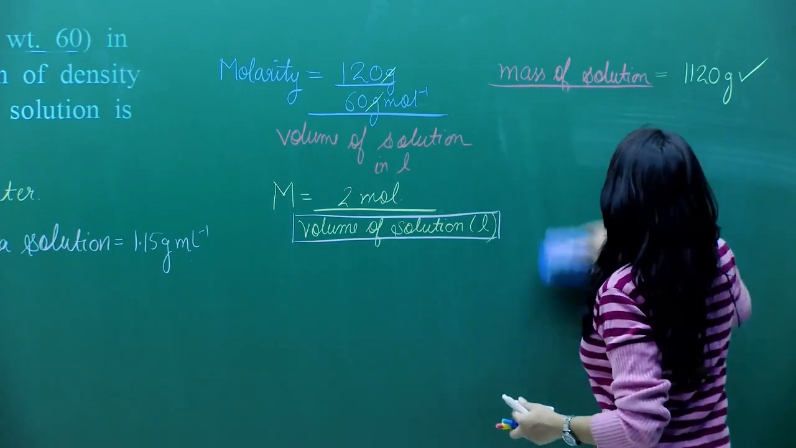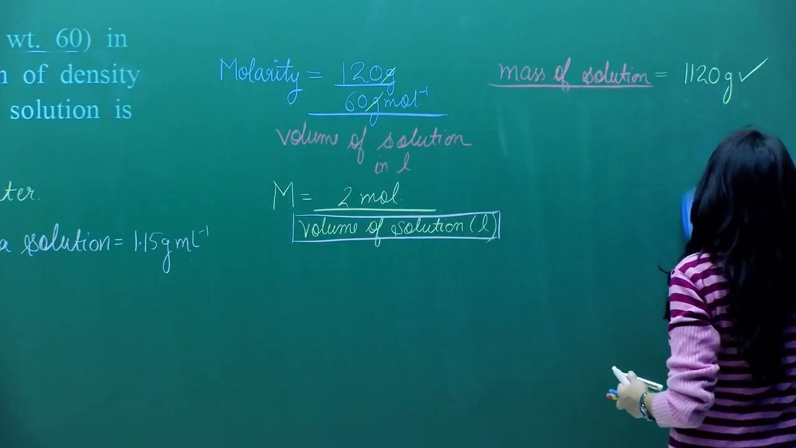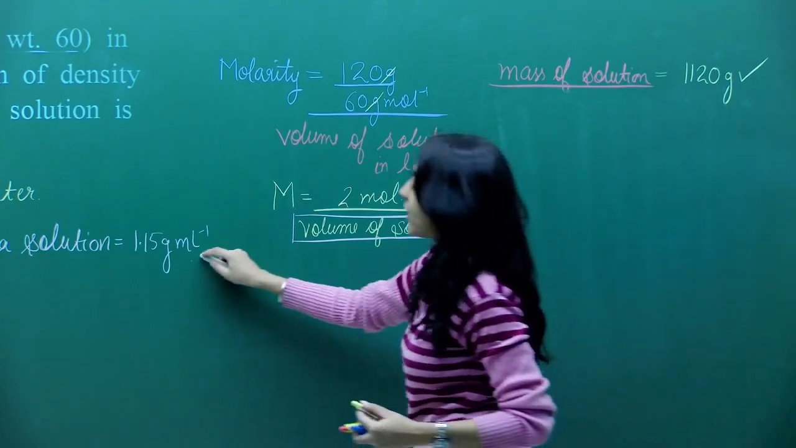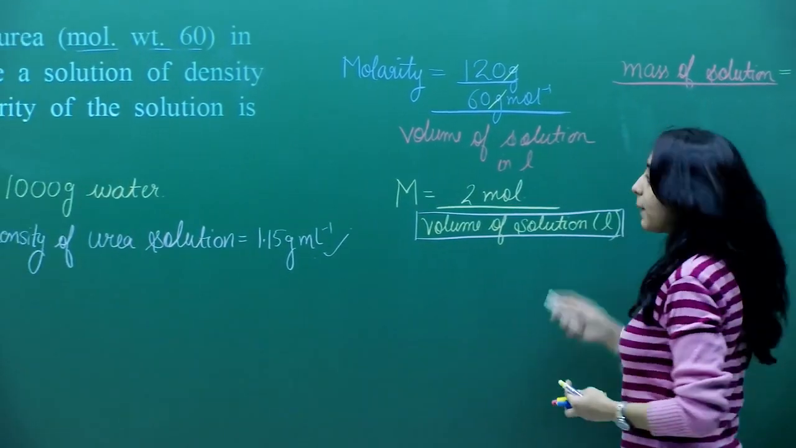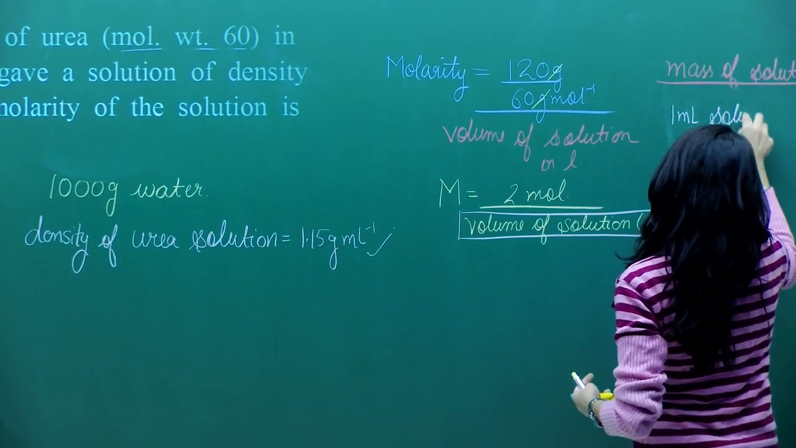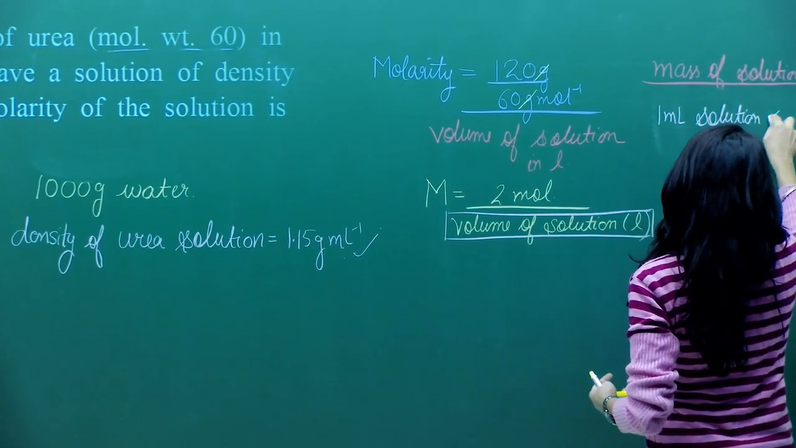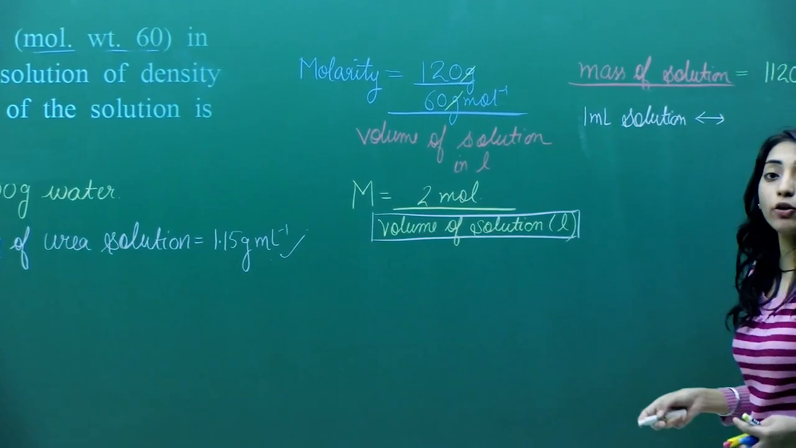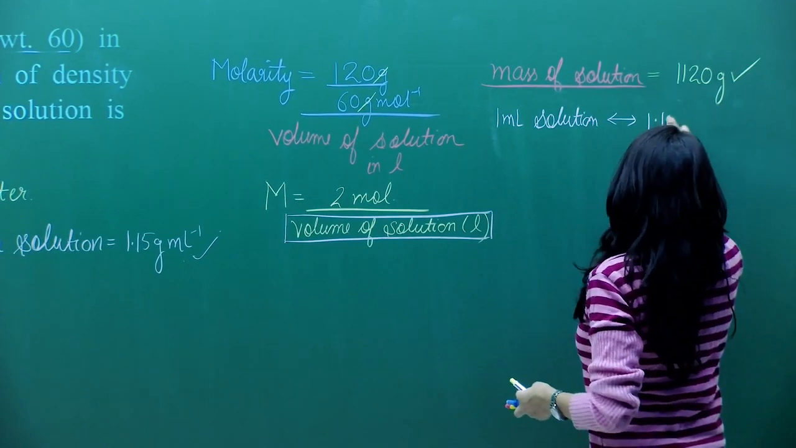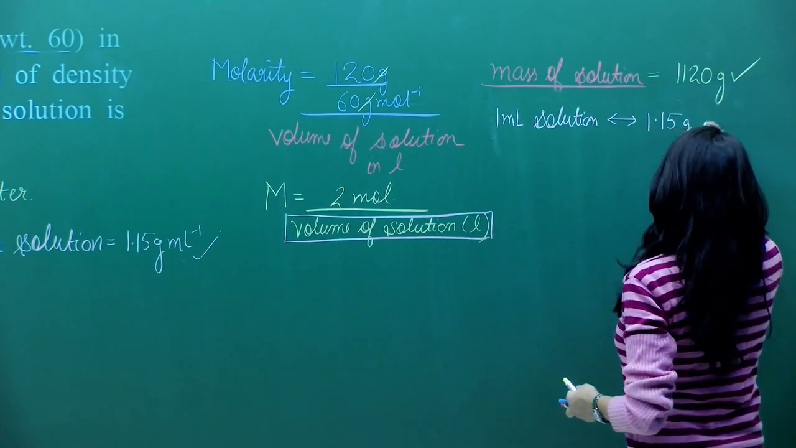Now having done with the mass of solution, look at the density. Can I simply say 1 ml of solution will correspond to how many grams of urea solution? 1.15 grams of solution.